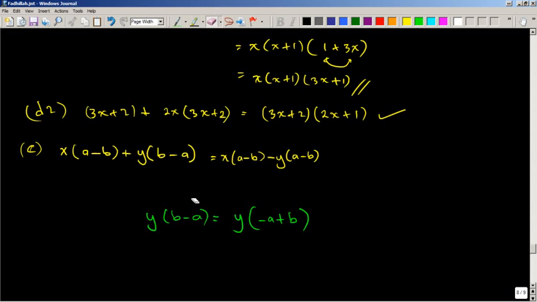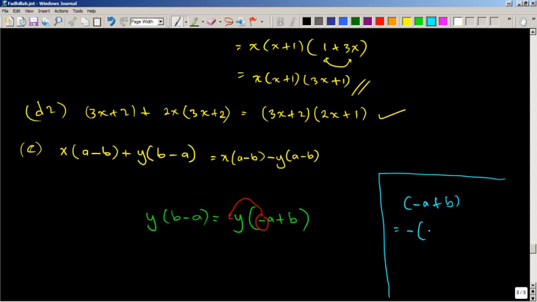Alright. So now I want to take the minus sign away. This minus sign, I want to take it out and put it here. I write it here: minus A plus B. Take out the minus, then it becomes A minus B. Can you get it?